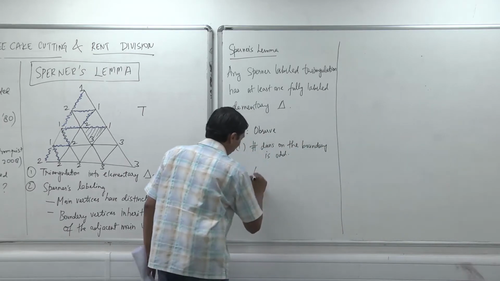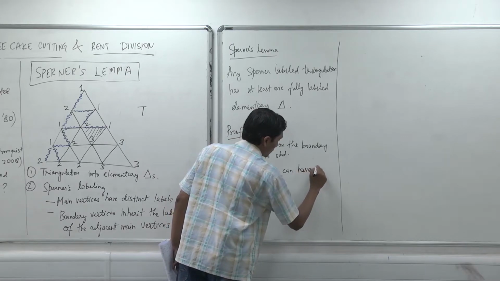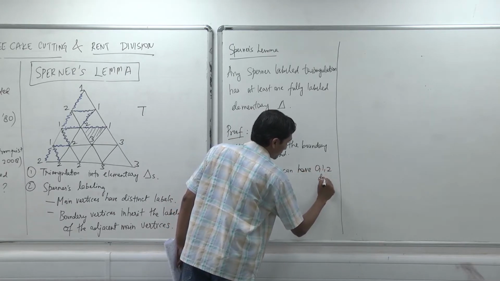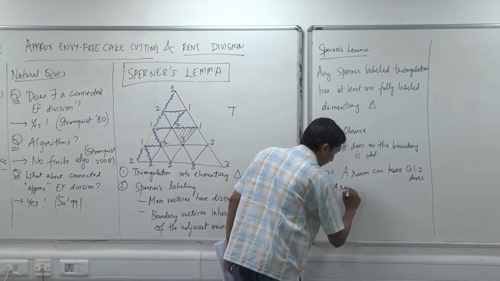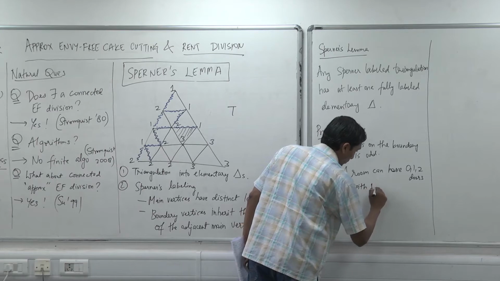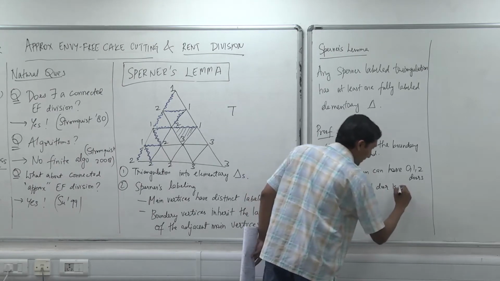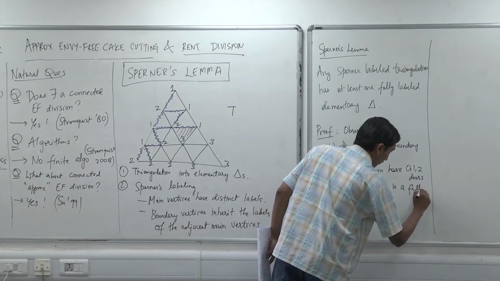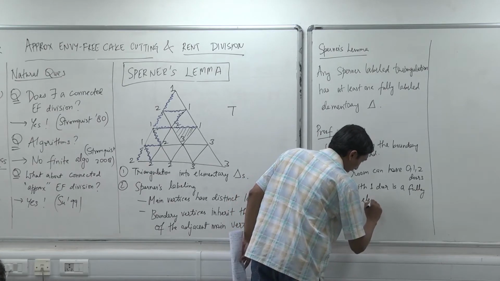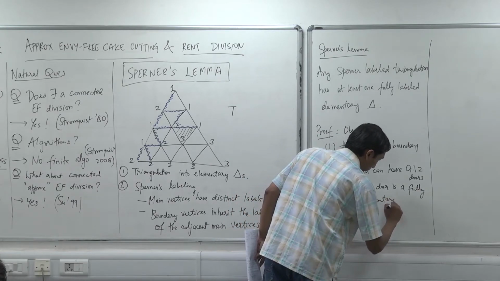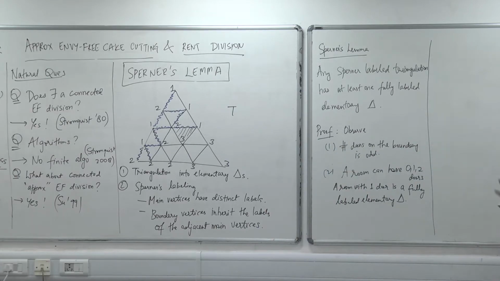Great. So a room can have 0, 1 or 2 doors, no more, and a room with one door is, it's an if and only if, a fully labeled elementary triangle. Fantastic. So the object that we are looking for is a room with a single door.